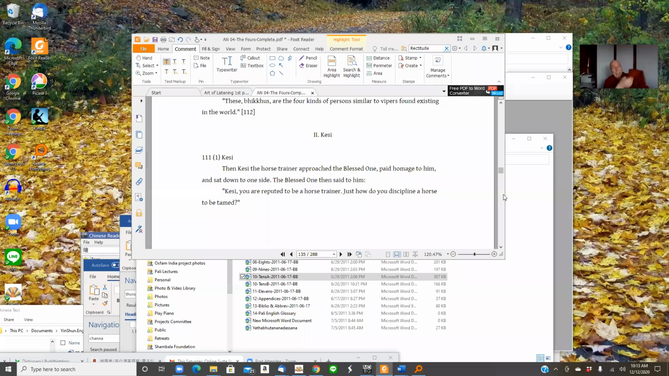And then we recite the verse of homage to the Buddha. Namo tassa bhagavato arahato samma sambuddhassa. Namo tassa bhagavato arahato samma sambuddhassa. Namo tassa bhagavato arahato samma sambuddhassa.